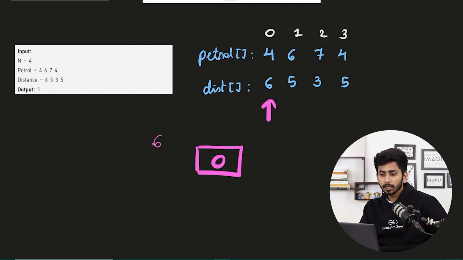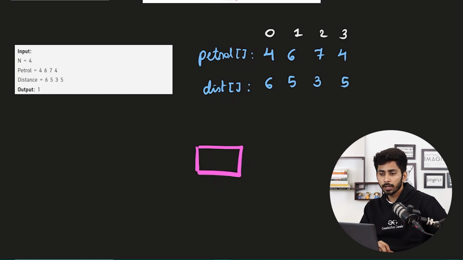What amount of petrol will I get from the 0th index? I'll be getting 4 units of petrol. So currently I have 4 units of petrol, and in order to cover 1 unit of distance, you require 1 unit of petrol. The distance is 6 and currently you have only 4 units of petrol. So obviously you cannot reach the station present at index number 1. So this is not going to be your starting point.